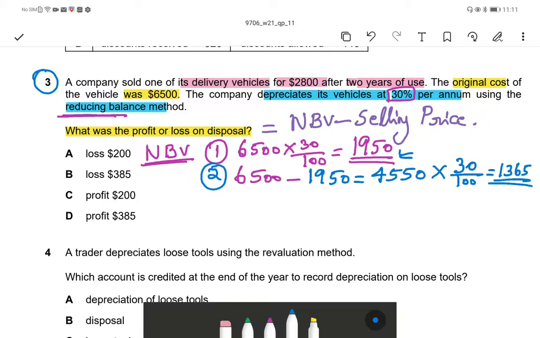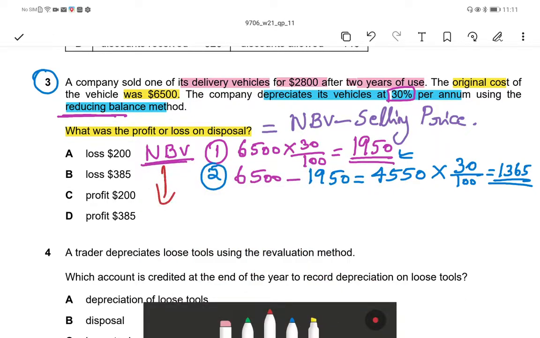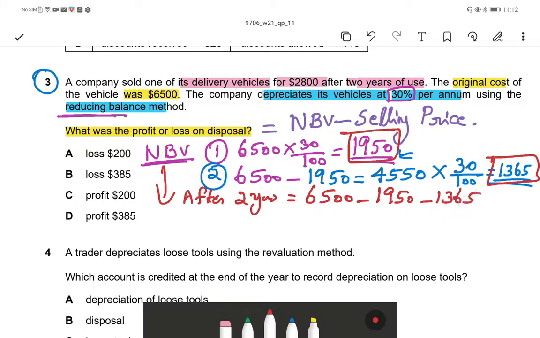So now the net book value after 2 years. What is the net book value after 2 years? The total depreciation, net book value after 2 years: 6,500 minus 1,950 minus second year depreciation 1,365. After the depreciation, the amount is 3,185. So now we can calculate. We got the net book value.